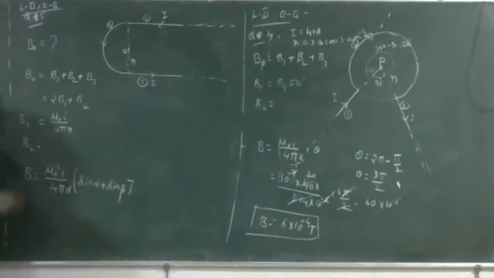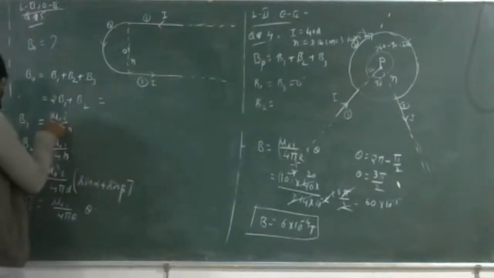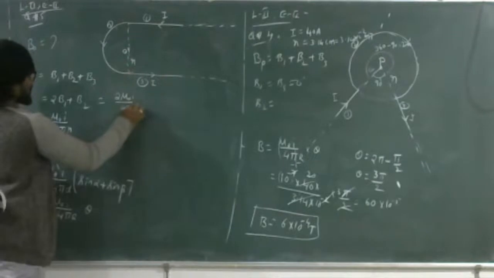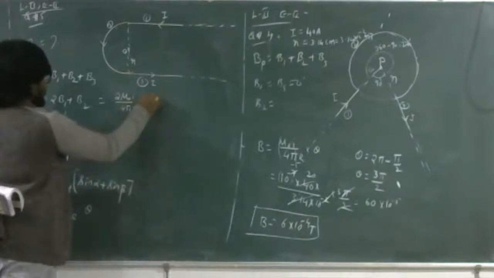What is B2? Magnetic field due to a semicircle at the center. In general, magnetic field due to any arc is mu naught I by 4 pi r into theta. Here theta for a semicircle is nothing but pi radians. Substitute here, pi cancels, again mu naught I by 4r. So B2 is mu naught I by 4r. That's it. If you substitute here, you get the total field. It is equal to 2 mu naught I by 4 pi r plus mu naught I by 4r.